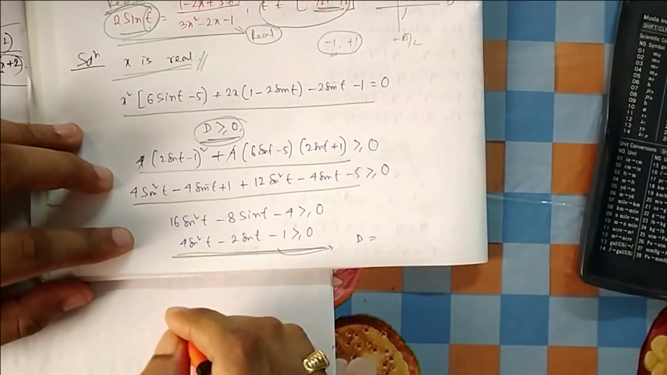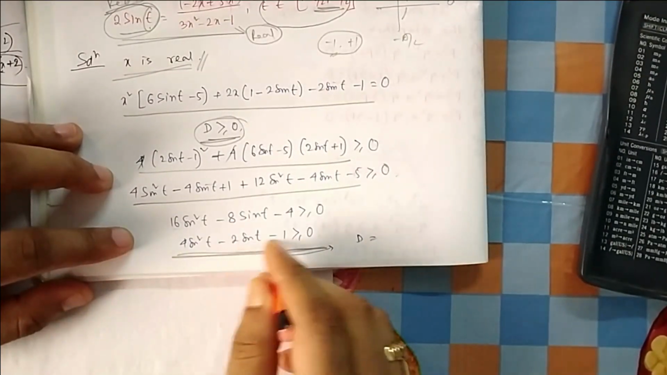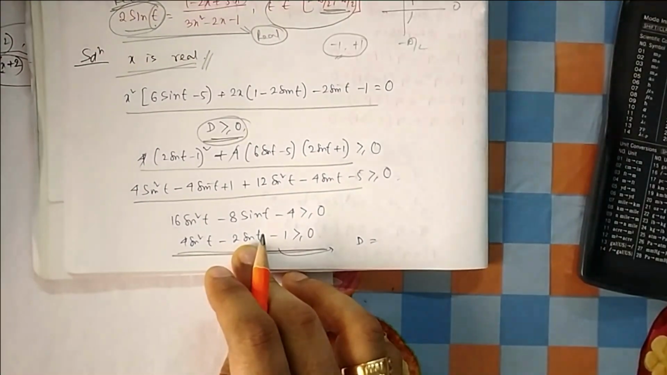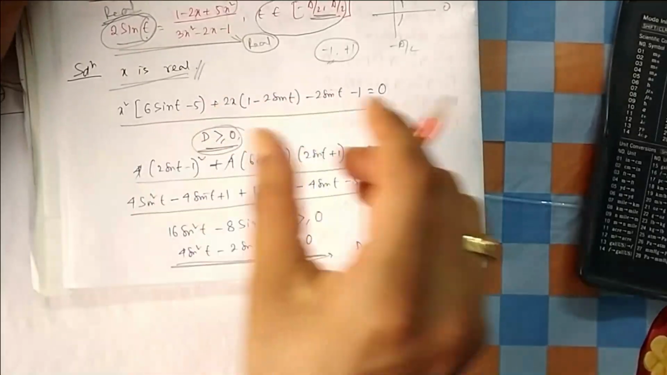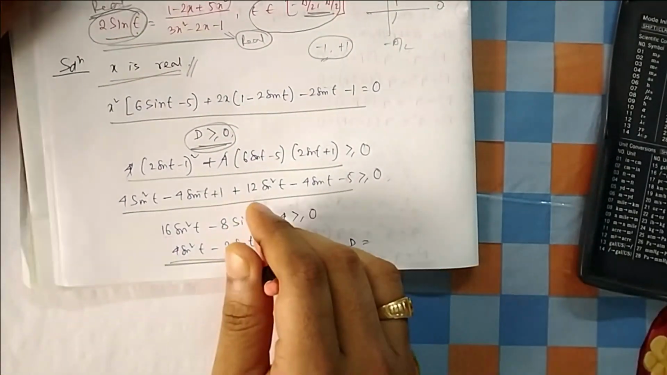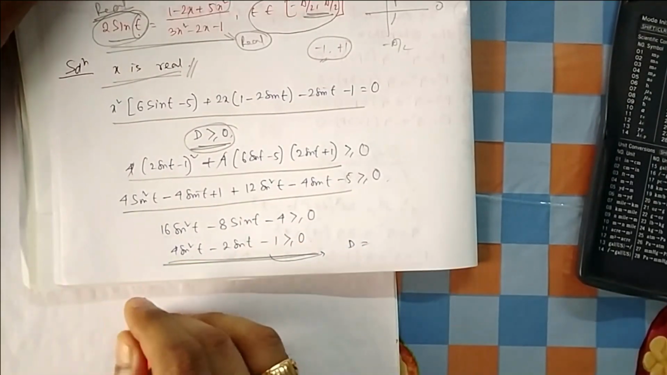Now when you arrive at this point, this is again a quadratic in sine t. Can you find the root of this one? No, the root cannot be found directly. So what can I do? Because I need to find the range of t, from where to where t can vary, that means I have to find the range of sine t also, for which this is satisfied.